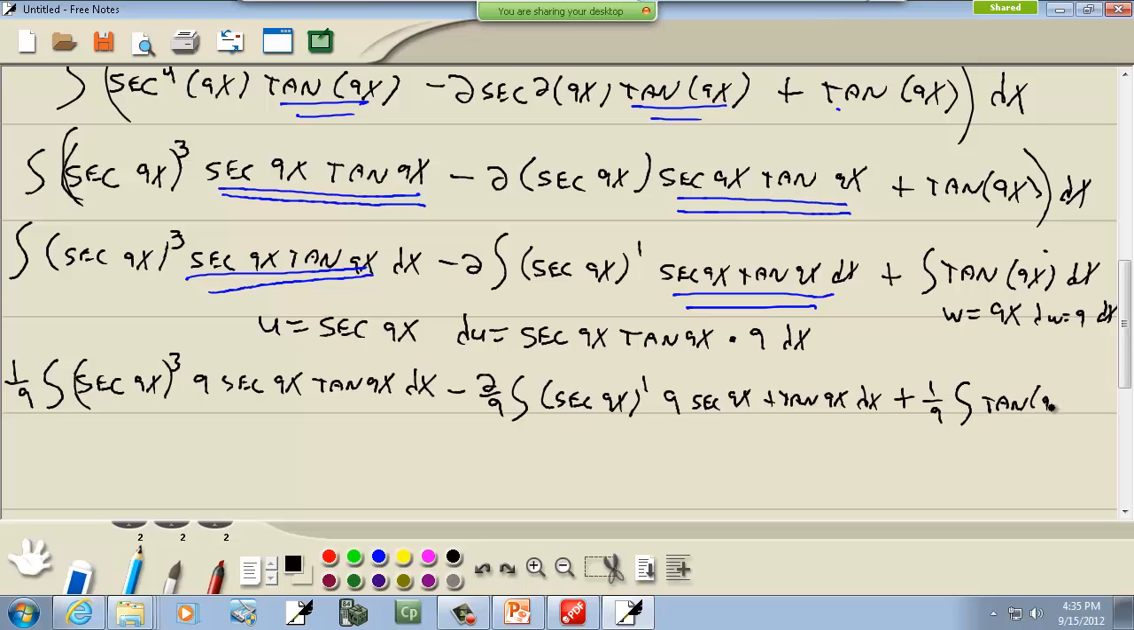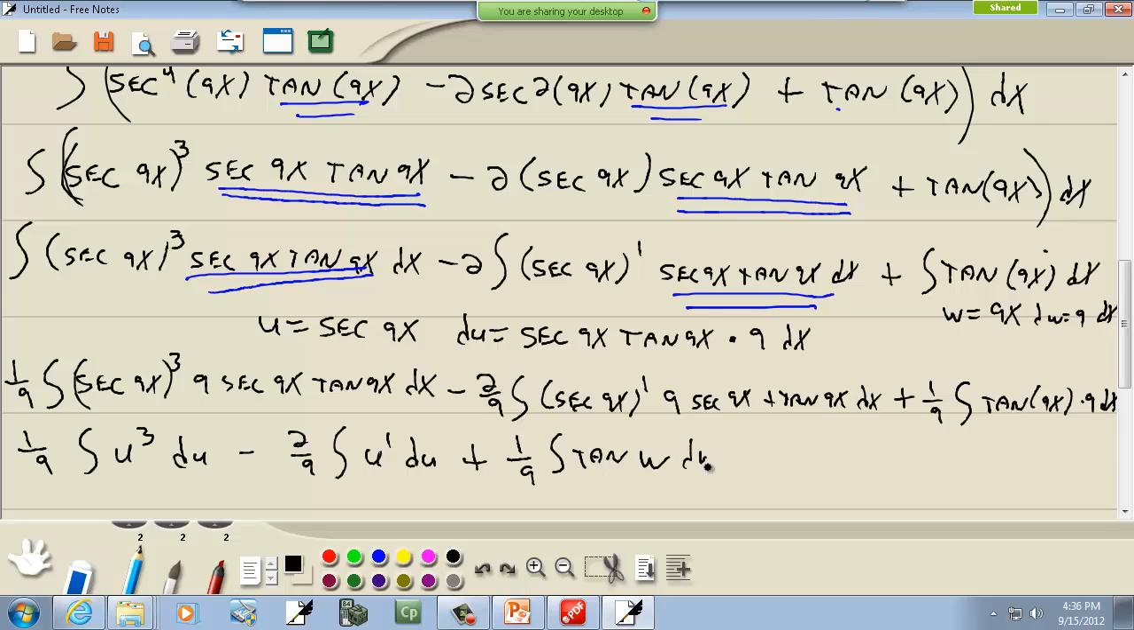So tangent 9x, and then 9 dx inside. Okay. So this right here, we replace secant 9x with u. So this becomes the integral of u to the third, and all that becomes du, minus 2/9. This is u to the first. This is du, plus 1/9. And this becomes 9x is w, so that becomes the integral of tangent w dw.